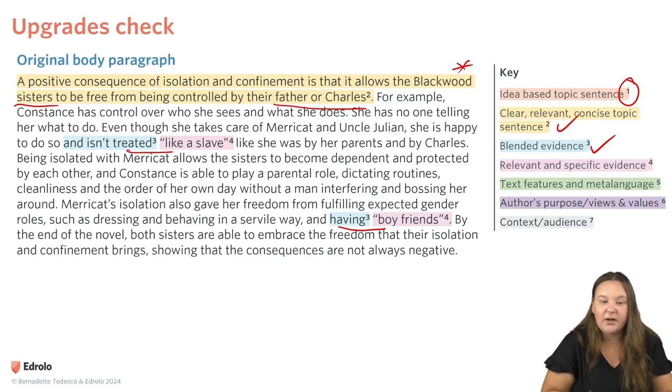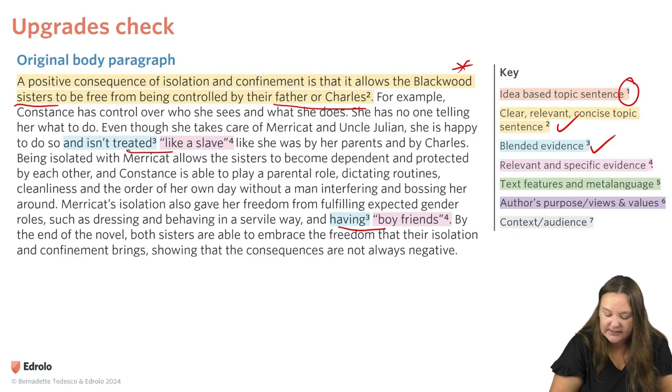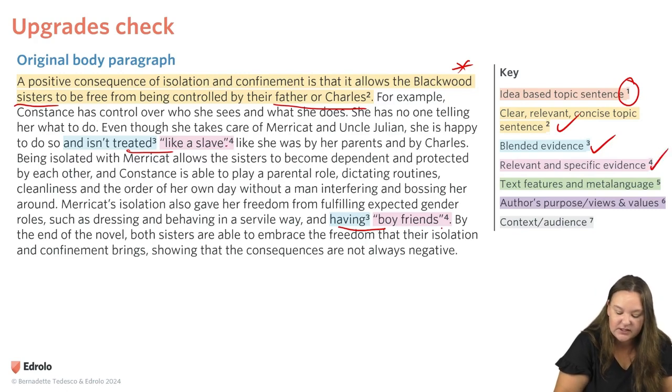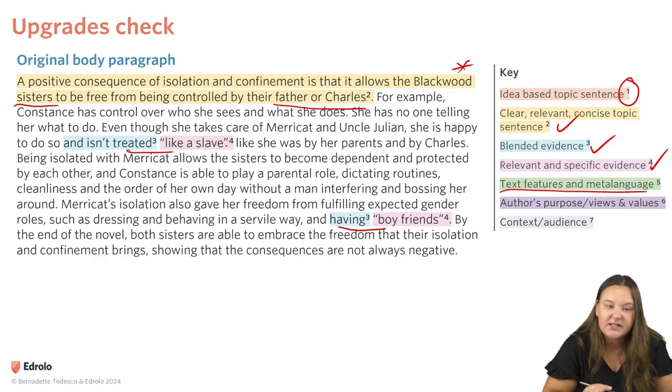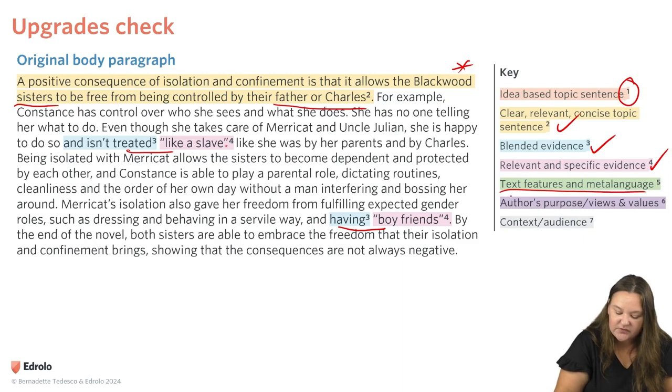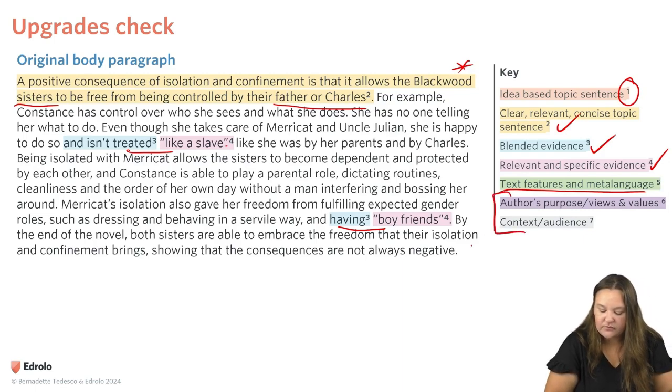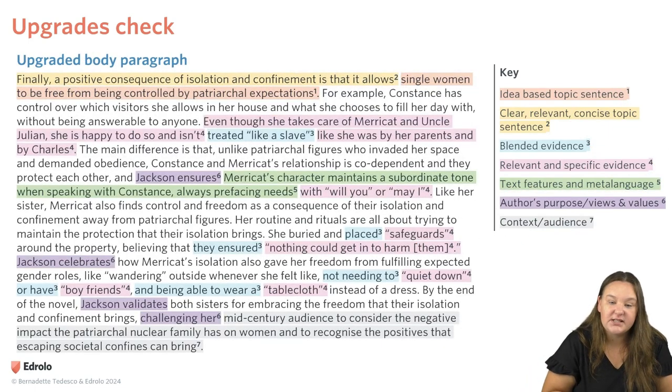We've blended them in by picking the most important part of the quote. We could also, however, improve our exploration of these relevant quotes that we've selected by exploring the text features and meta-language. So that's something that is missing from this basic original body paragraph that we could add in, and we've looked at what type of meta-language would be relevant, text features would be relevant. We also don't have these final two parts in here, which would enhance and upgrade our body paragraph. So they're absent from our original sample. This sample, however, does include them.